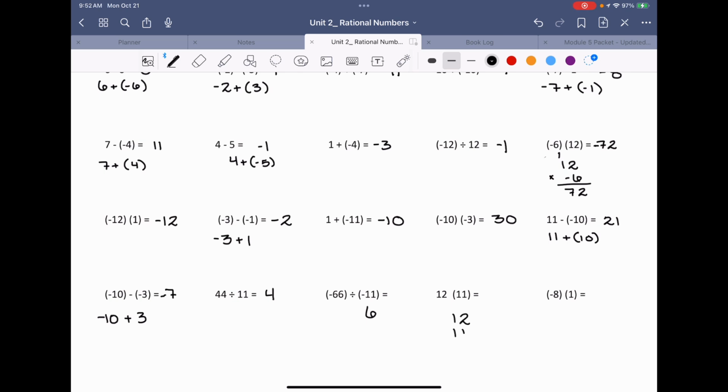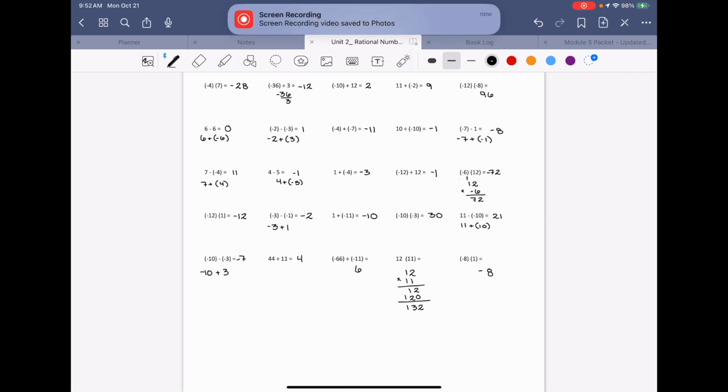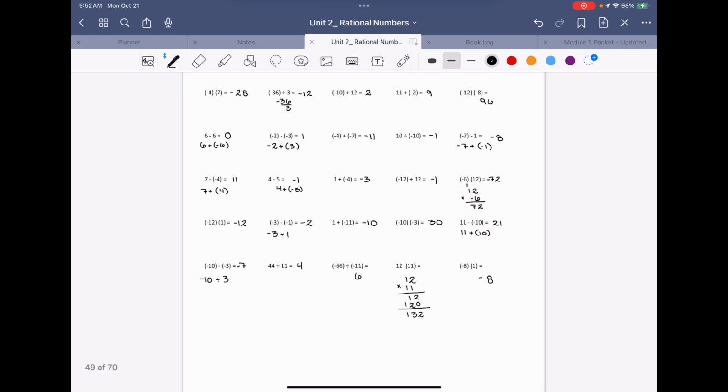If you need to, write it this way. 1 times 2. 1 times 1. Add your 0 for your place value. 1 times 2. 1 times 1. 132. Okay, good luck on your homework. It's exactly the same thing as what we did here, just different answers and different questions.